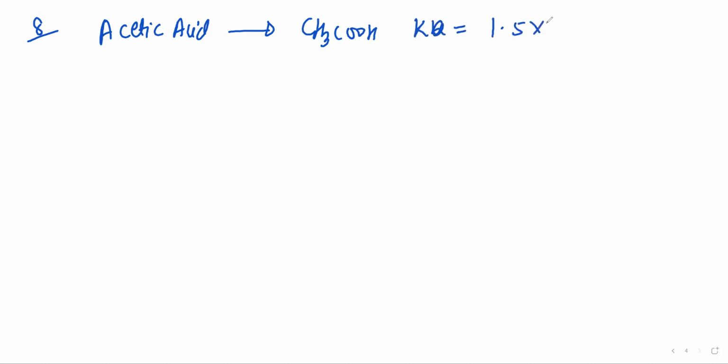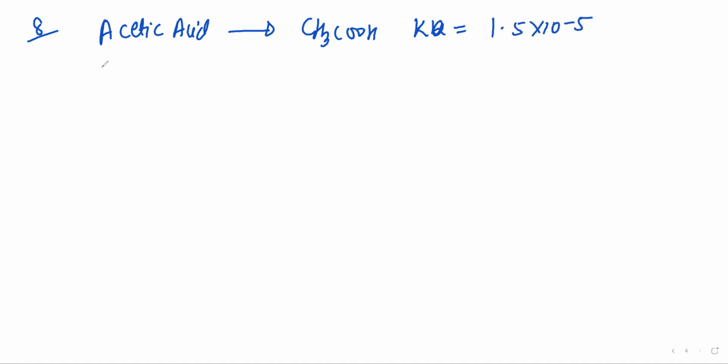Now see question number 8. Dissociation constant for acetic acid and HCN is given. This is your acetic acid. The general formula is CH3COOH. Its dissociation constant K is given as 1.5 × 10^-5.